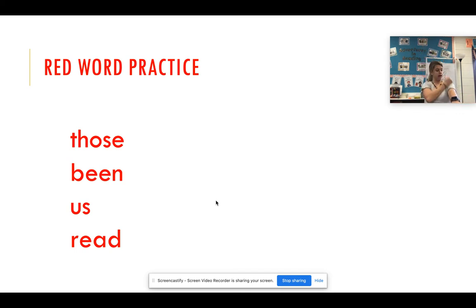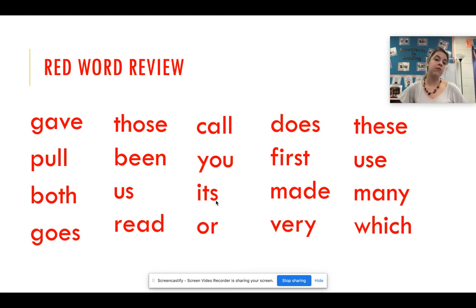So here we go. Red. R-E-A-D. Red. Let's do it the other way now. Read. R-E-A-D. Read. One more. Read. R-E-A-D. Read. Very good.